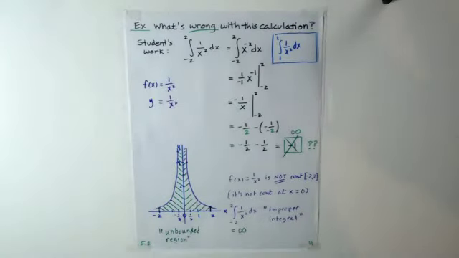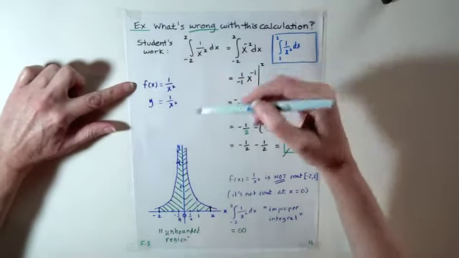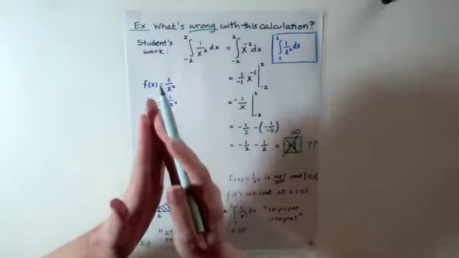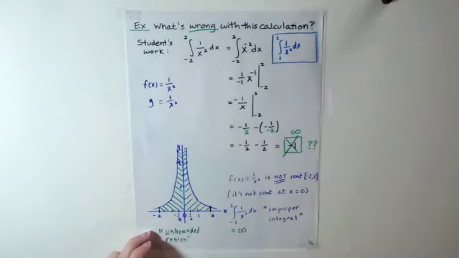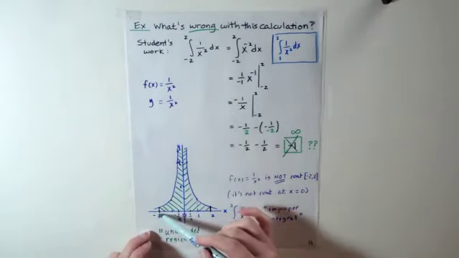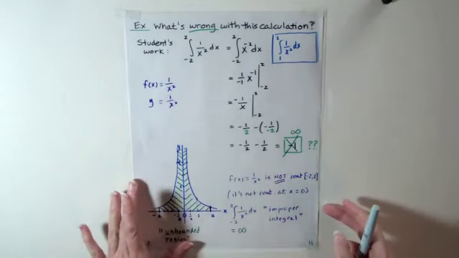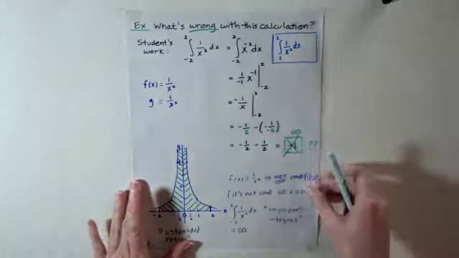So it's just a good idea to think about your function. Make sure that if you're trying to find an area of a region, you have a function that's always above the x-axis on the interval, and that your function is actually continuous on that interval. Otherwise, the answer you get may have no meaning. Okay.